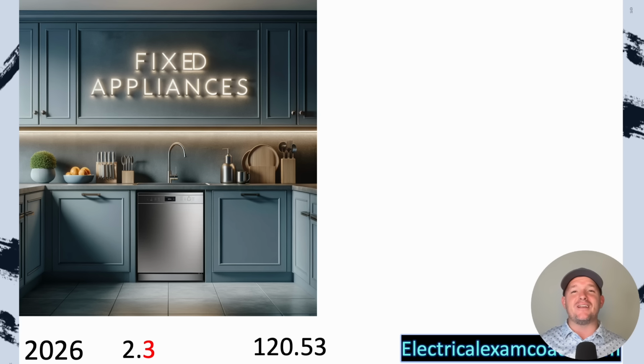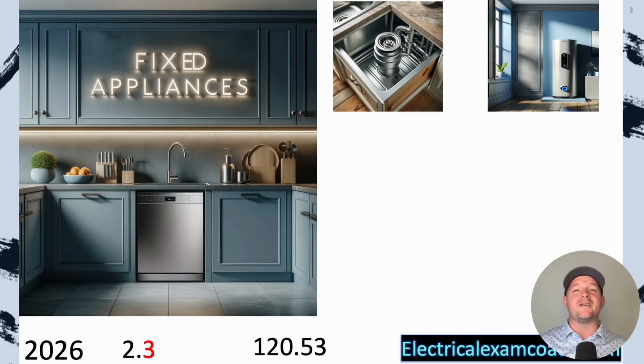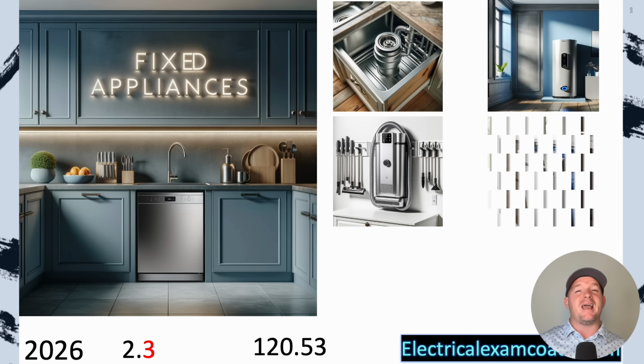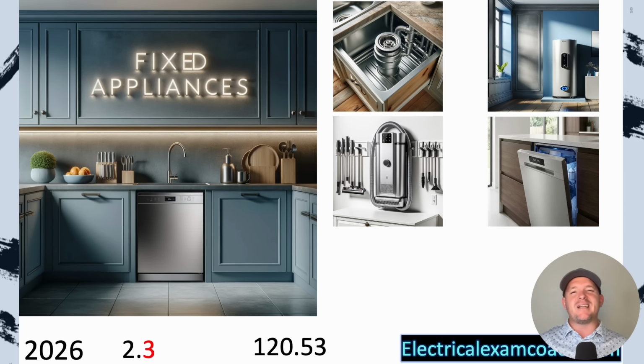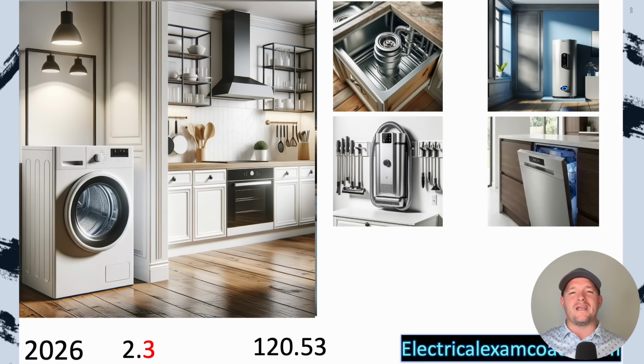And in this exciting video, we're going to be learning all about fixed appliance load calculations. Fixed appliances are things like garbage disposals, water heaters, central vacuum systems, and even dishwashers. It's not going to include things like dryers or ranges. We're going to handle those separately. In this lesson, we're going to learn what a demand factor is and how to calculate these.